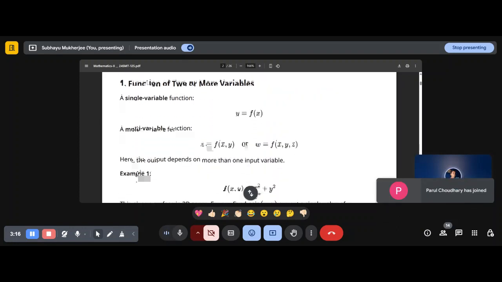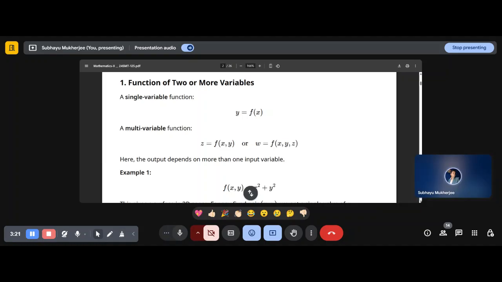According to your curriculum, what are there? Let's go through it step by step. Firstly, we have functions of two or more variables. A single variable function, that is y, can be expressed in terms of x only. Example, y equals x squared plus 2x plus 1.